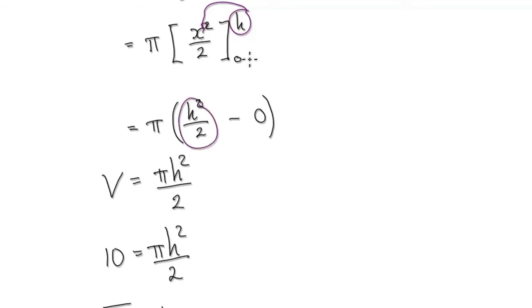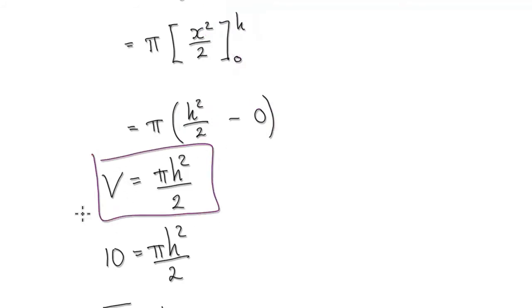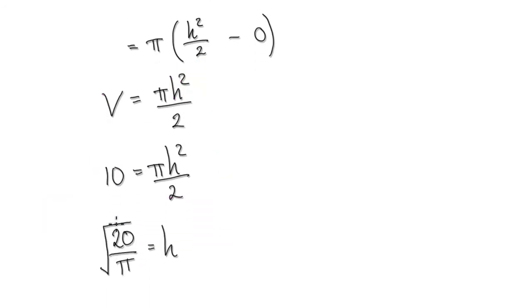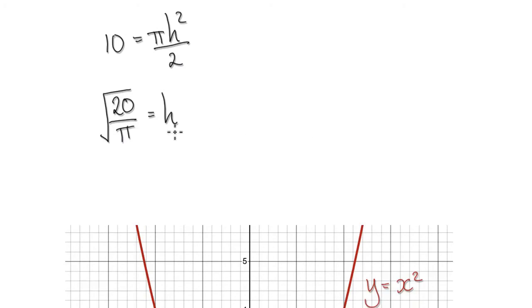Take away, and then put the 0 into here. That will then give you this. So the volume is given by this. Now you want to find a value of h that will give you a volume of 10. So you put 10 into the V, that will then give you this, and then work backwards to find h. So h is given by this.